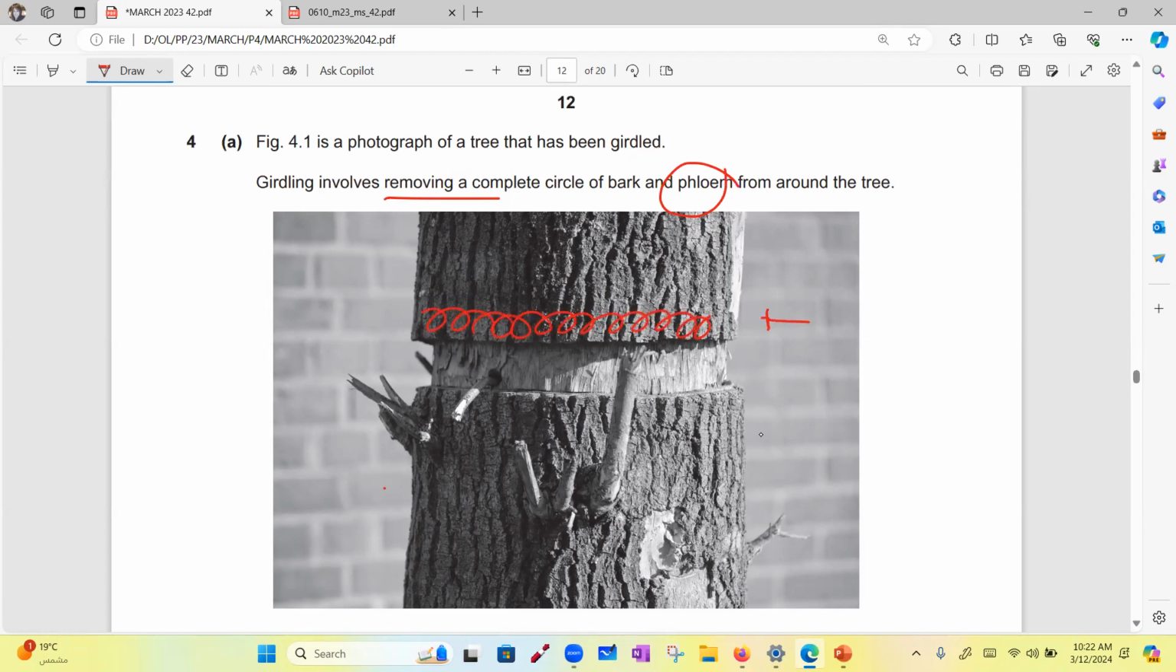Very good, because translocation will stop, because the sucrose and amino acid will not be able to move from the source, which is the leaf at the top, to the roots at the bottom. So it will accumulate here, and it will make it swell. Okay? So here you introduced translocation, source, sink, you gave examples, and then you gave them their answer. It will swell because no translocation will happen. We removed the phloem, so the sucrose and amino acid will not be able to move from the leaves to the roots. So it will accumulate and it will make it swollen.